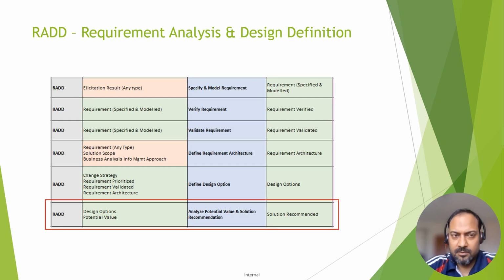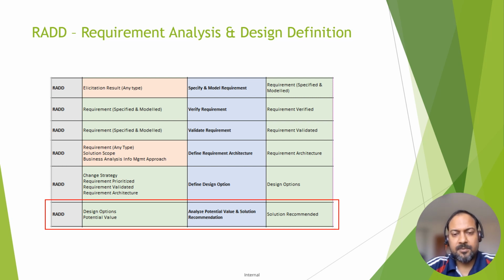So, so far we were discussing requirement analysis and design definition, and in this we have completed the five activities, which is specify and model requirement, verify requirement, validate requirement, define requirement architecture, define design option. And today we'll do analyze potential value and solution recommendation.